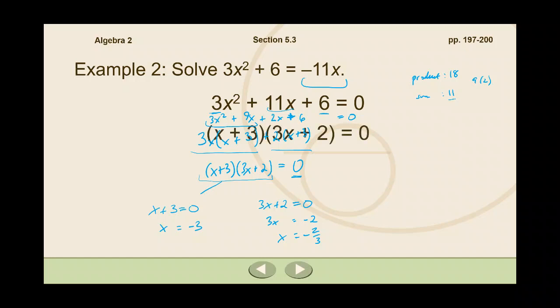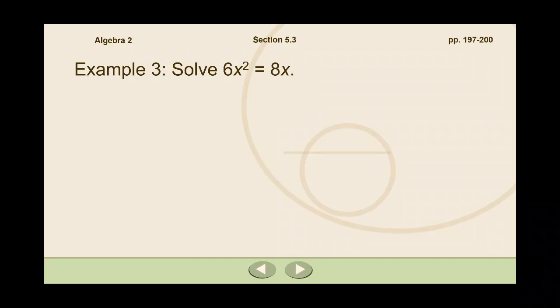Let's take another example. 6x squared equals 8x. We notice that this does not appear to be a quadratic equation. But if I say that the constant is 0, that might help. First off, to make this simpler, I'm just going to divide both sides of the equation by 2. I've got a simpler form of the equation.